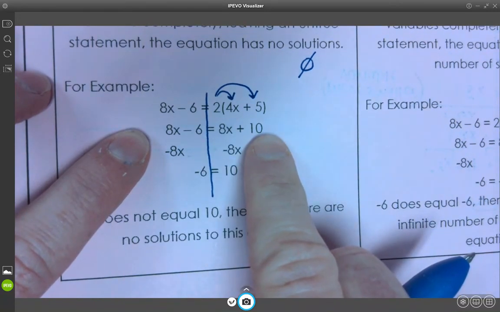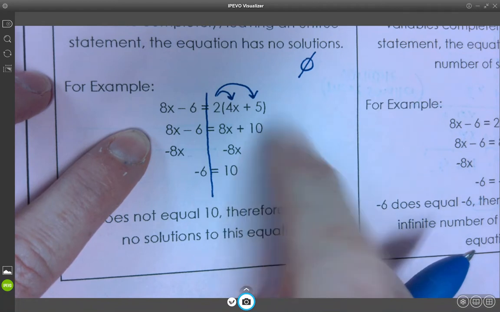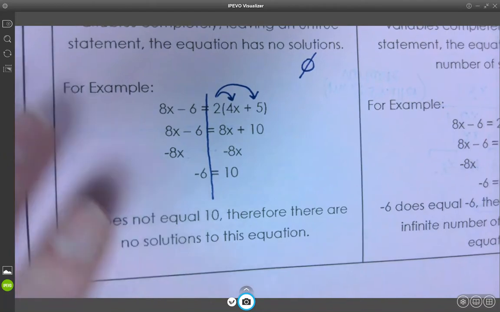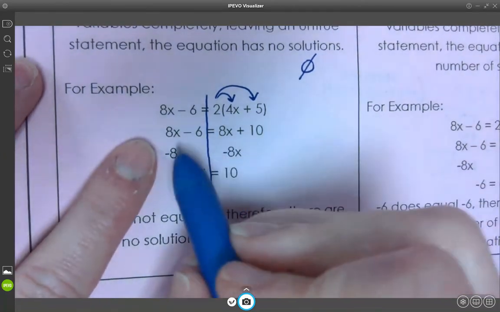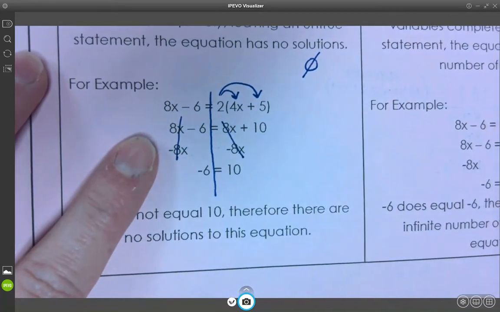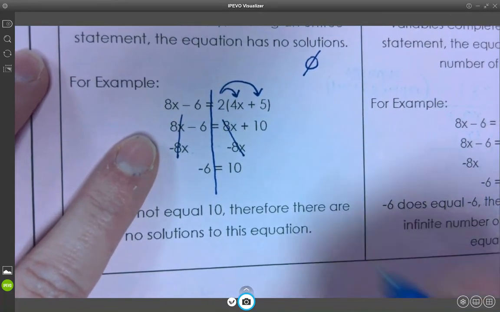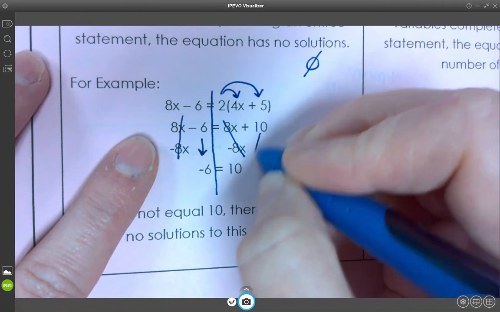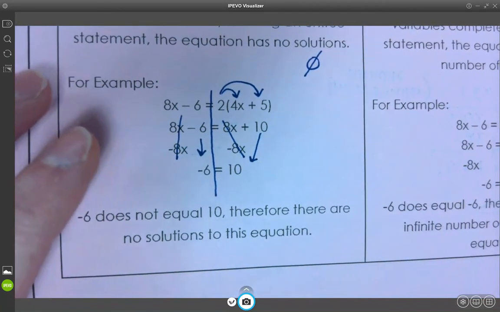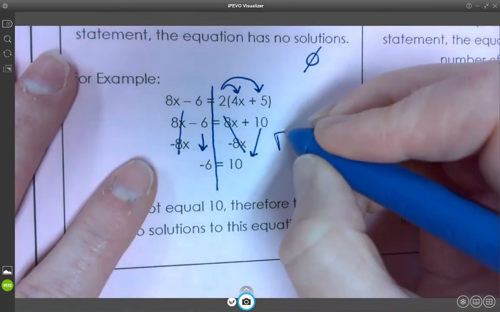See how they both have 8x, but one has plus something, one has minus something? You can't say an apple plus a banana equals an apple plus an orange. It's not necessarily going to be true. So you subtract the 8x on both sides. They simplify out, and you're just left with negative 6 equals 10. But does negative 6 equal 10? No. This is a false statement.